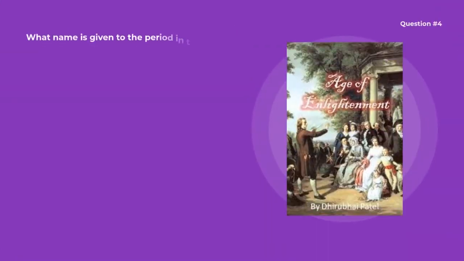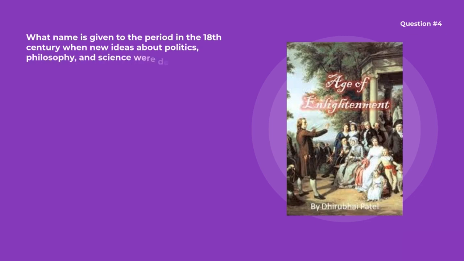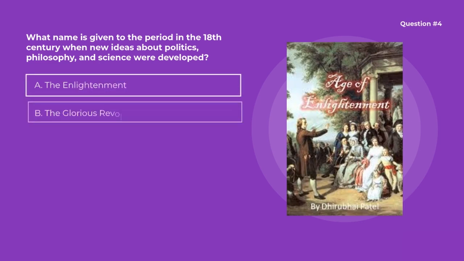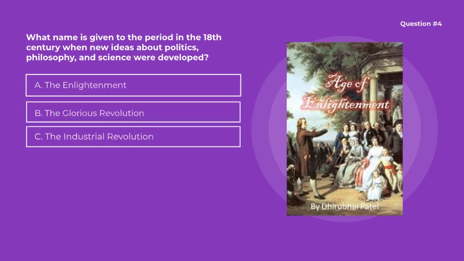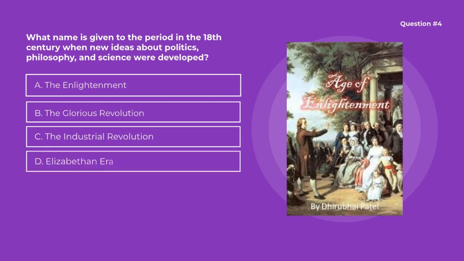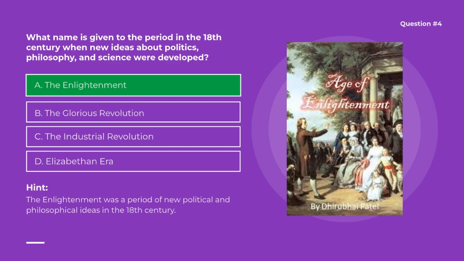Question number 4. What name is given to the period in the 18th century when new ideas about politics, philosophy, and science were developed? Options are A. The Enlightenment, B. The Glorious Revolution, C. The Industrial Revolution, D. Elizabethan era. The correct option is A. The Enlightenment. The Enlightenment was a period of new political and philosophical ideas in the 18th century.